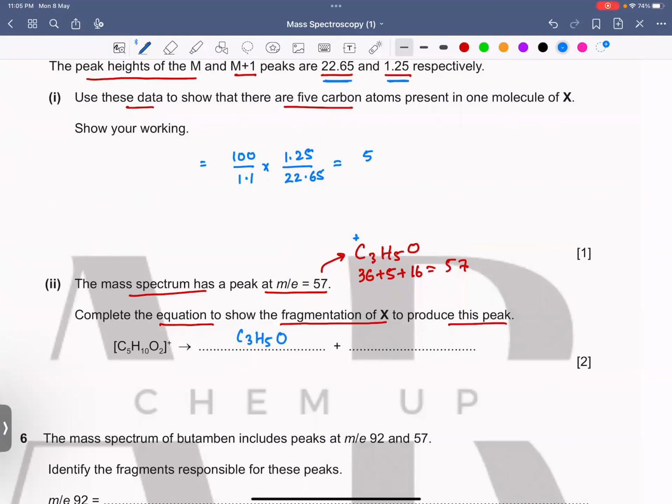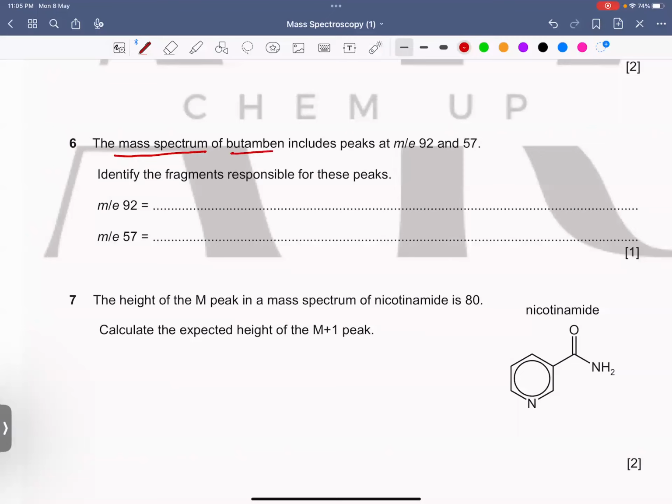Now, question number 6. The mass spectrum of butamben includes peaks at 92 and 57. Identify the fragments responsible for these peaks. You have to do it in a similar way: count the hydrogen, carbon, and any other element if present. If you get masses equal to these and the valencies are satisfied with one lesser bond, then it would be those ones.